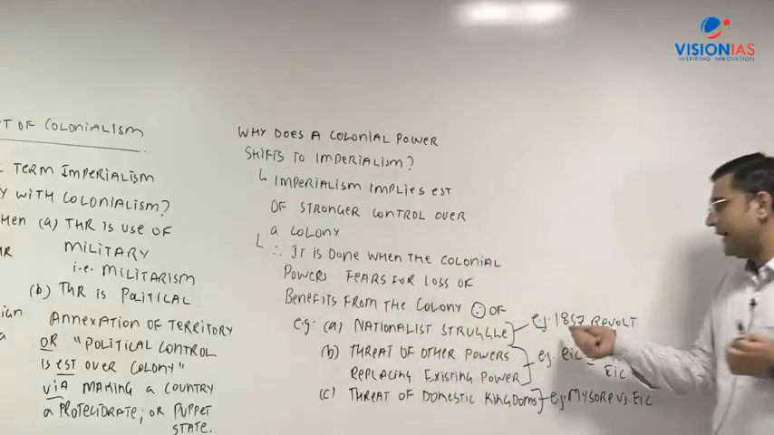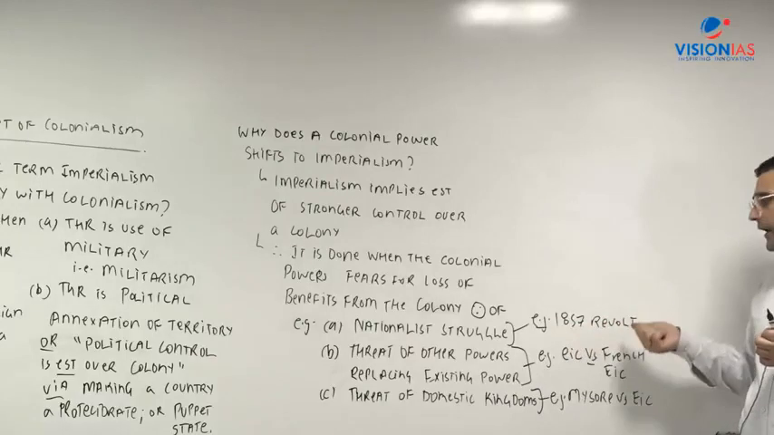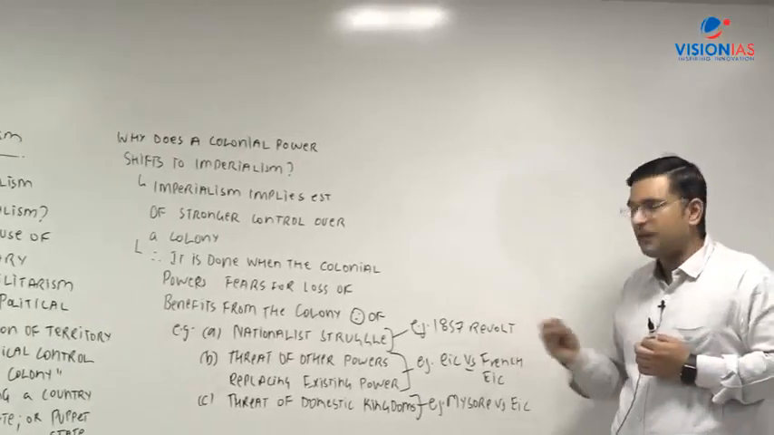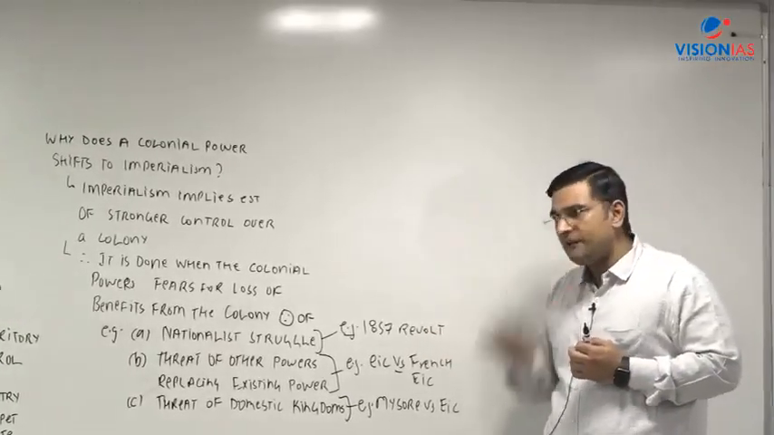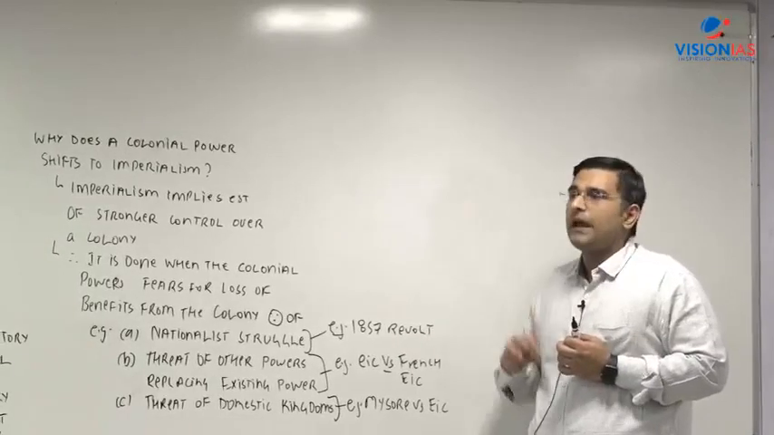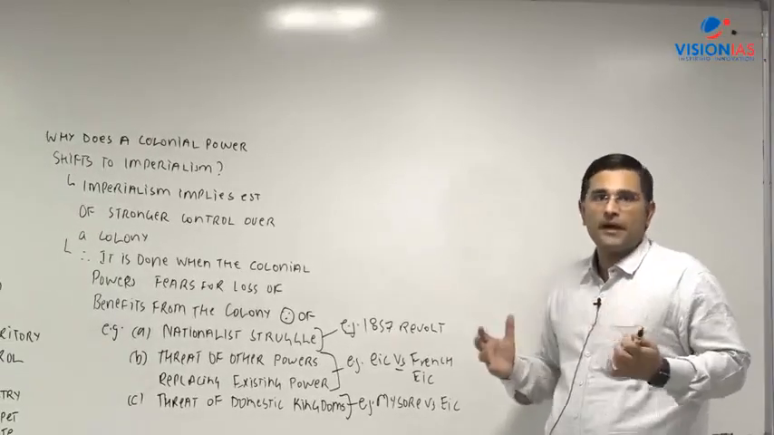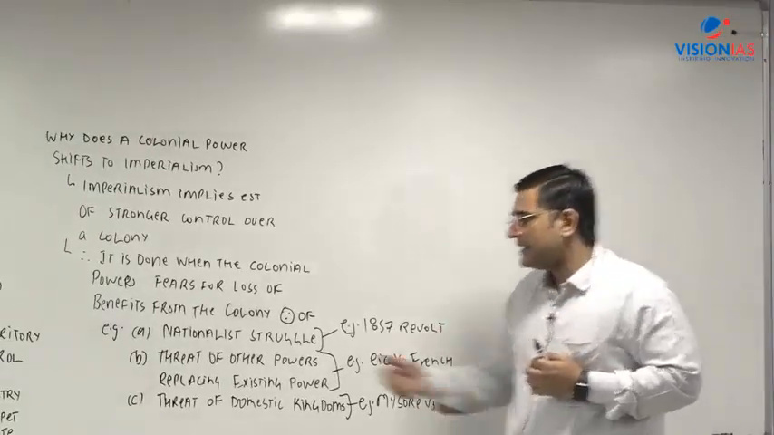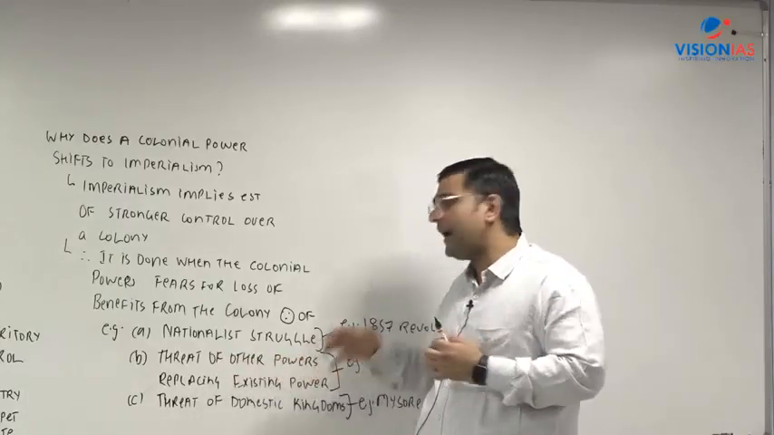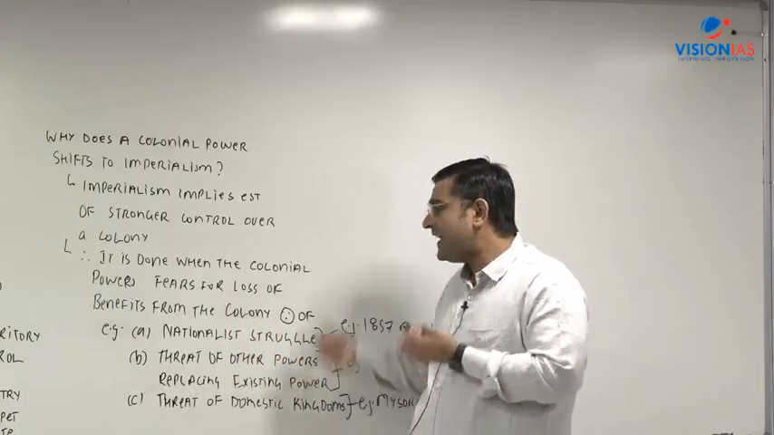Live example: the 1857 revolt in India. After this, in 1858, the British state said that the company rule is ending in India and now India is part of the British Empire. So therefore annexation happened. The second aspect can be when there is a threat of other foreign powers replacing the existing power.